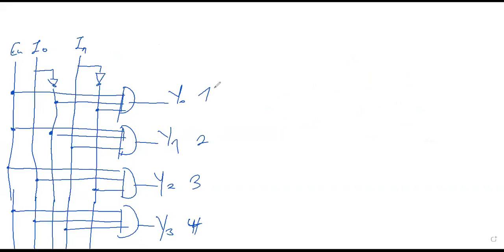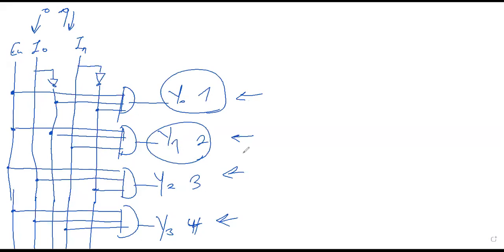Instead of using 4 inputs, input 1, input 2, input 3, input 4, to select these 4 devices, I can use only 2 inputs. How do I use those 2 inputs? If I have 0, 0, for example, only one device comes up. If I have 0, 1, another device comes up. If I have 1, 0, another device is selected. If I have 1, 1, another device is selected. That is how the decoder works.